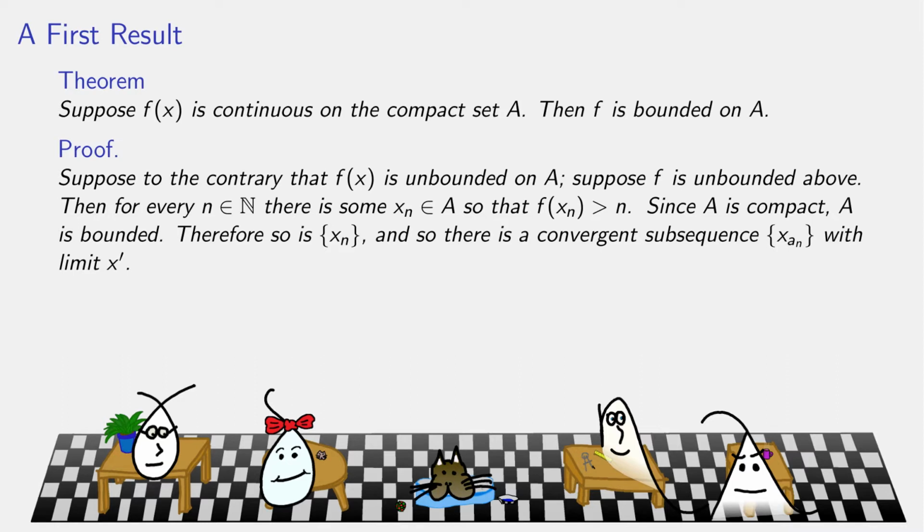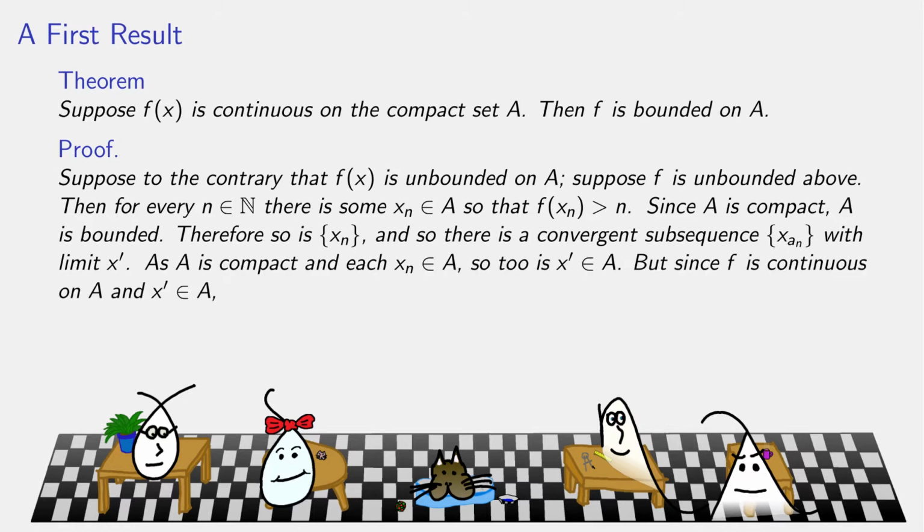So x_n is a sequence drawn from the set A, but A was compact, meaning it's bounded. So therefore the sequence must also be bounded, and by Bolzano-Weierstrass, there must be a subsequence that converges and has some sort of limit x prime. But A was not just a bounded set, it's also a closed set, meaning it has all of its limit points. So the x_n's are points in A, the x_n's converge to x prime. Since A contains all of its limit points and all the x_n's were in A, it must also contain x prime.